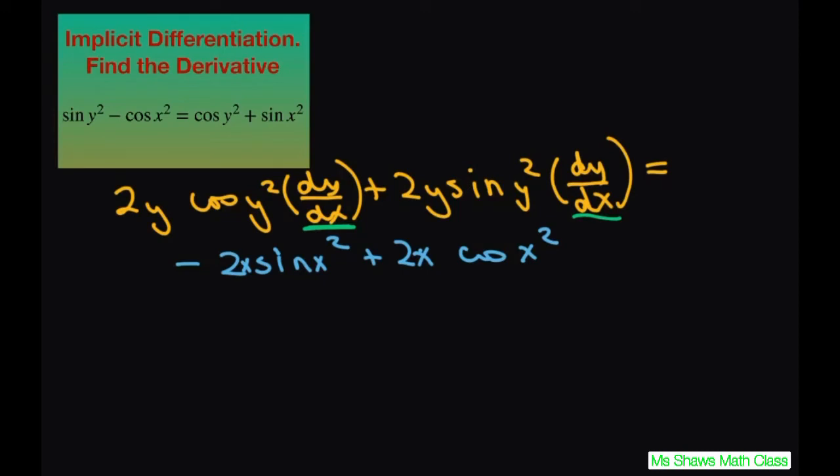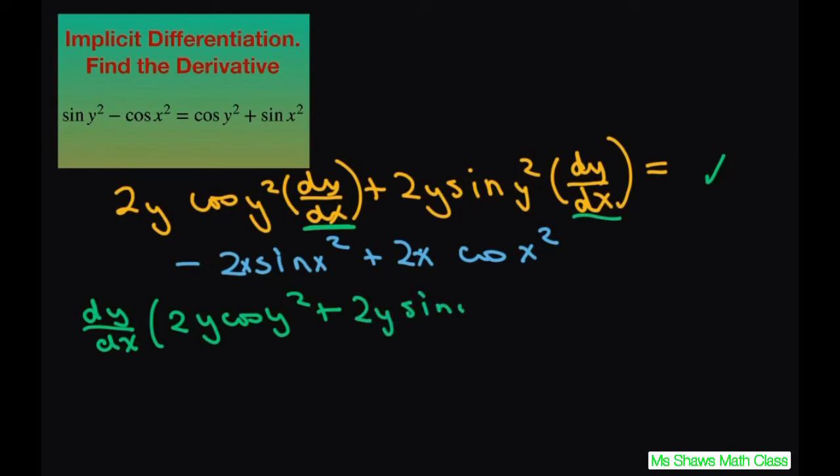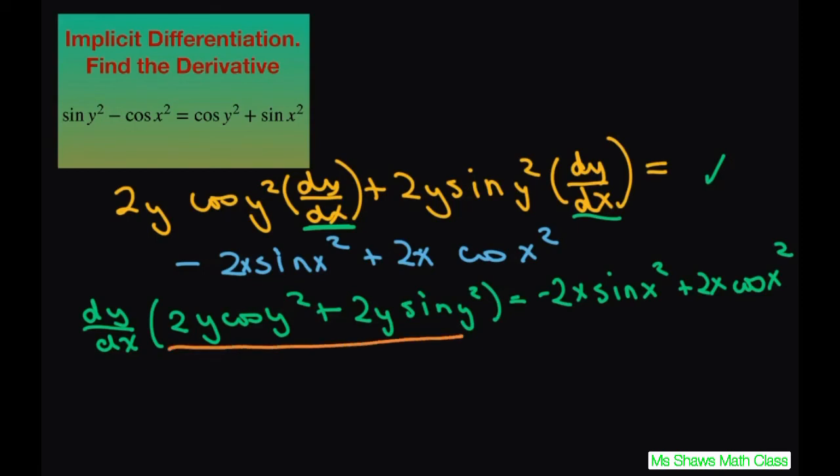All right, the next step is to factor out your dy dx. So that's going to give you dy dx times, and then just pull that out and copy that down. So I'm just doing this part here. And it's going to be 2y sine y squared equals negative 2x sine x squared plus 2x cosine x squared. All right, now that we have that, the last step is just to divide both sides by this quantity here. And then that lets us solve for dy dx.